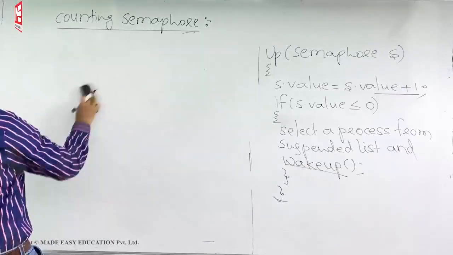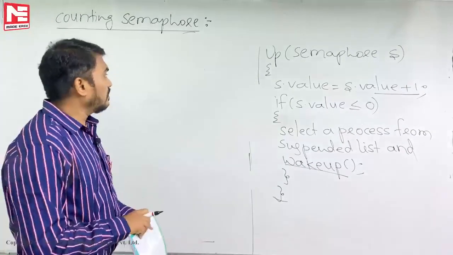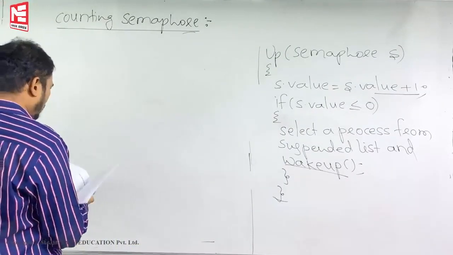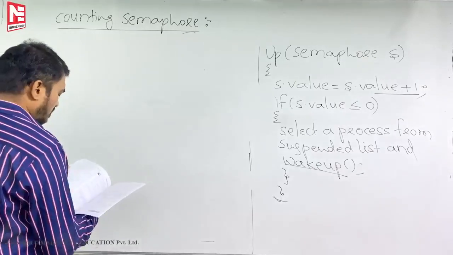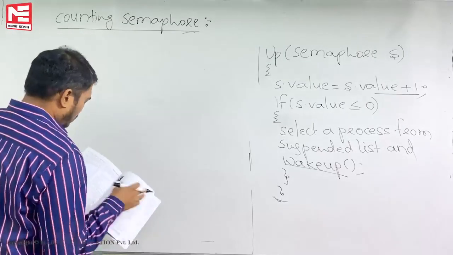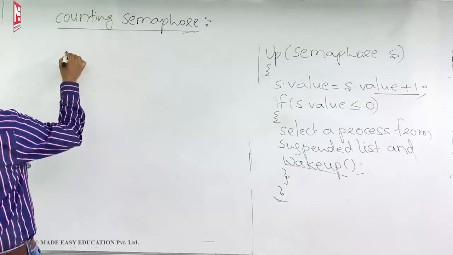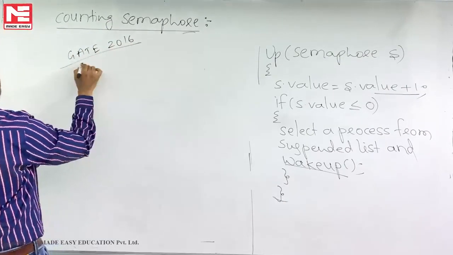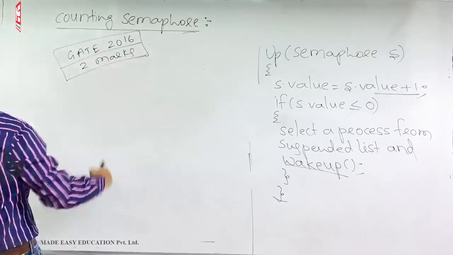Okay, next, let's take up a question. Let's solve some GATE question. Write the question. Don't look into the workbook. It is a try-yourself question, so the answer is there. Note down the question. This is GATE 2016, which asks for 2 marks.